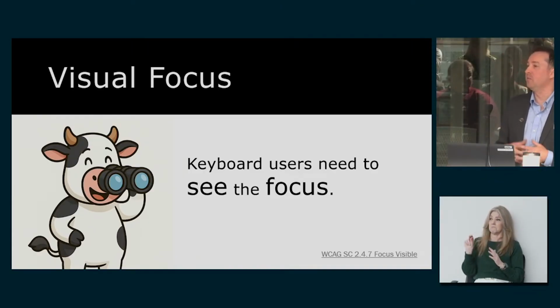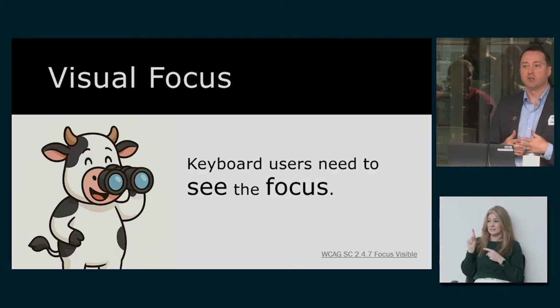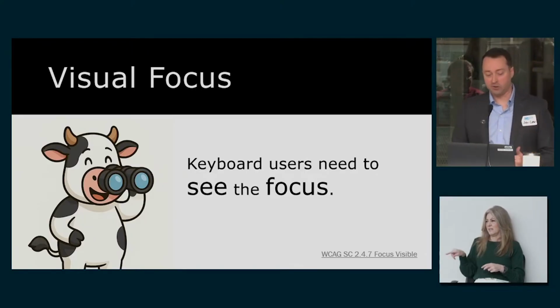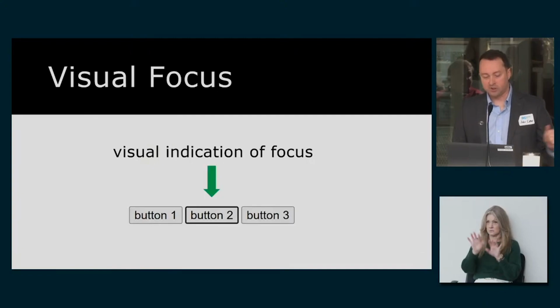When I say keyboard user, that doesn't necessarily mean they have a vision disability. Some people might use a keyboard just because using a mouse is hard for them because of their disability, and they find that using a keyboard is easier. So when they're moving focus through the page, they need to know where focus is at all times on all these interactive elements. So this is an example of the visual indication of focus.